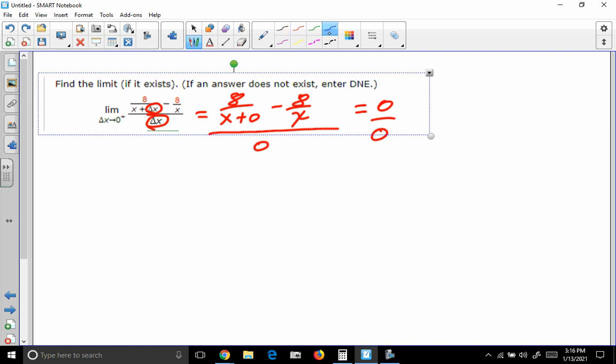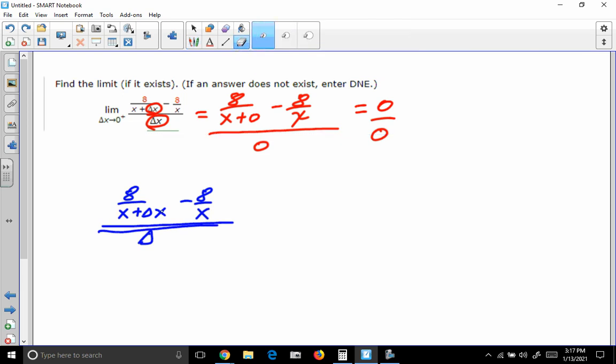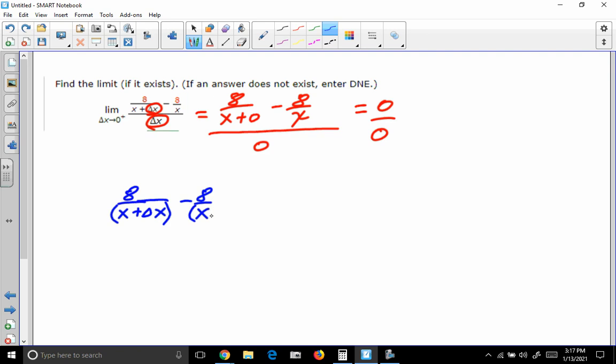So we need to figure out a way that we can rewrite this to make it no longer indeterminate. Well, if we have a fraction on top, we can combine those. So let's see, how are we going to combine 8 over x plus delta x minus 8 over x? Let's just leave the denominator off for now. So how would we put those together? Well, to subtract fractions, we have to have a common denominator. That's one denominator. This is another denominator.